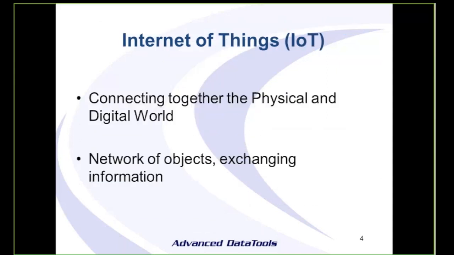Okay, so what is this Internet of Things all about? It's really about connecting the physical world and the digital world. So the physical world being sensor values usually, or any kind of data points, and then collecting that data and creating a great big network of them where you can view that information anywhere.